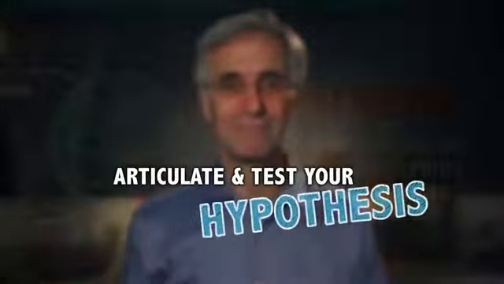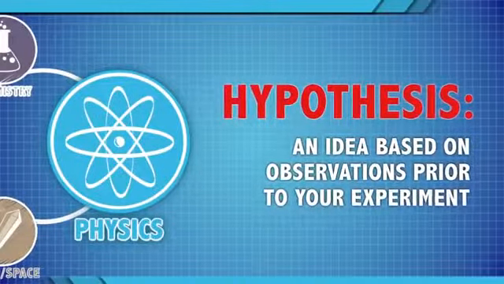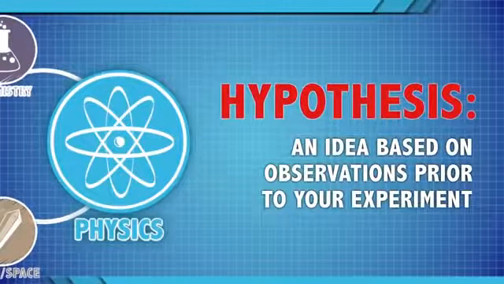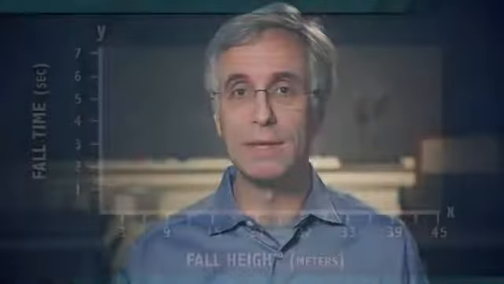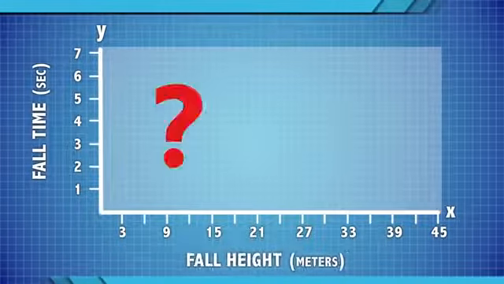That's then a hypothesis. An idea. You're looking at the world and you're saying, boy, I'll bet there's a relationship between fall time and fall height. Hypothesis. An idea based on observations prior to your experiment, and it must be testable. With that hypothesis in mind, you set about trying to prove it or disprove it. Is there a relationship between the fall time and the fall height or not?